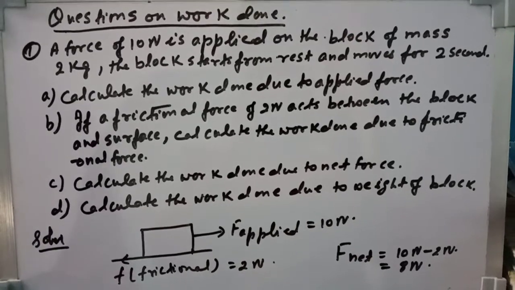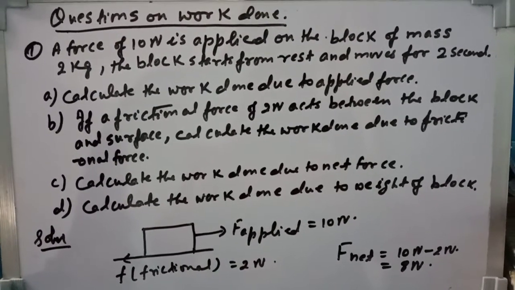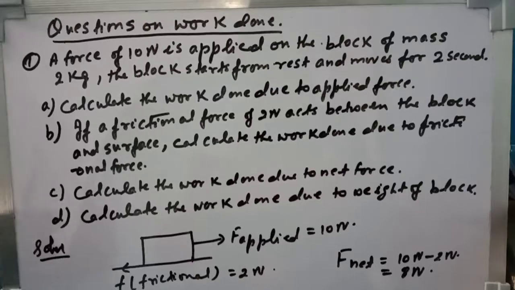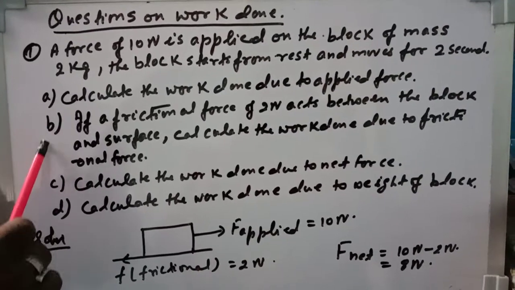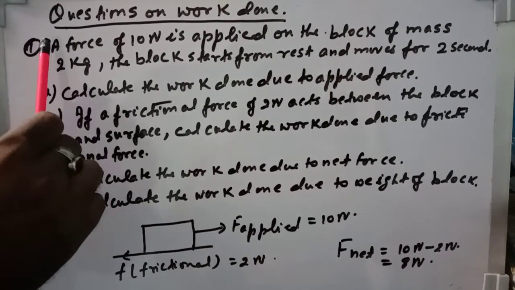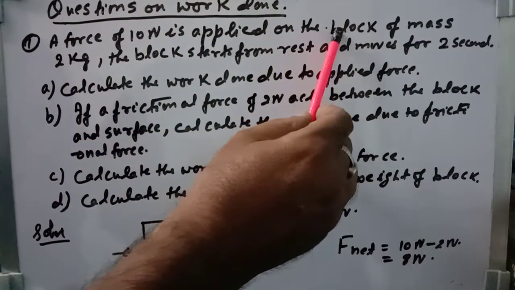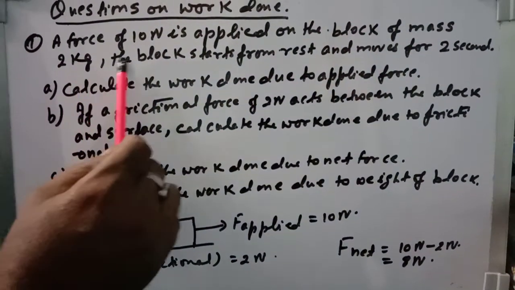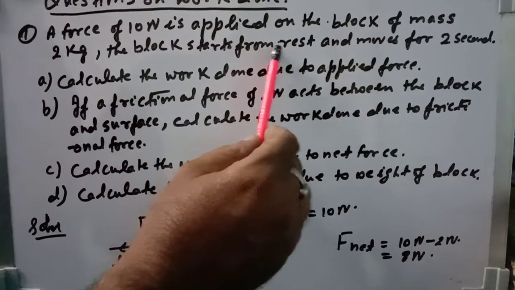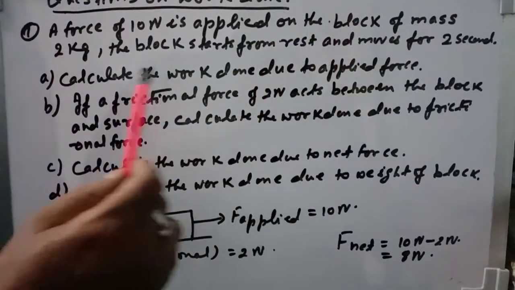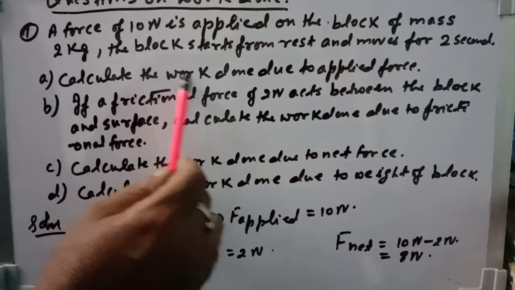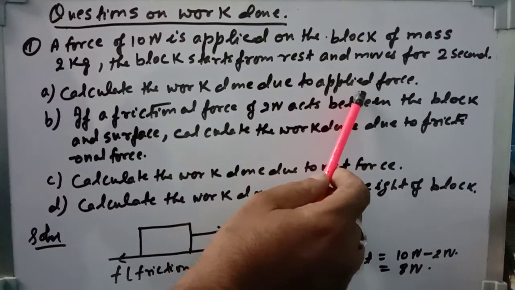Student, in this video we will be discussing some more questions on work done. The question is like this. It is in 4 parts: A, B, C and D. The question is, a force of 10 Newton is applied on a block of mass 2 kg. The block starts from rest and moves for 2 seconds. The first part is calculate the work done due to applied force.